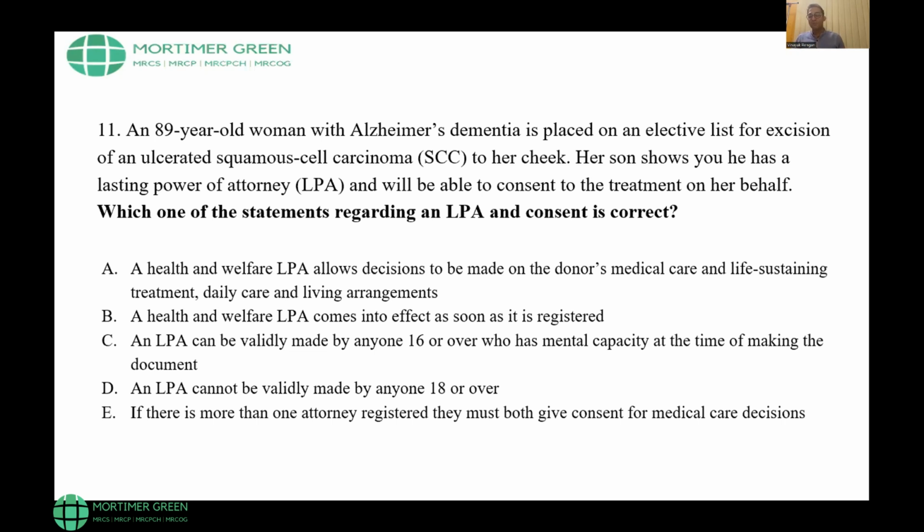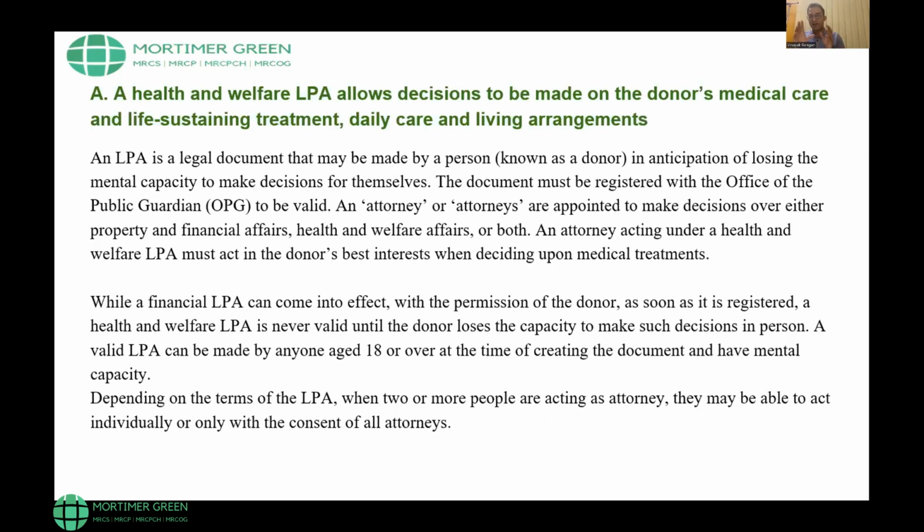Okay. Option E, if there is more than one attorney registered, they must both give consent for medical care decisions. Now, in certain situations, a parent might make a son or a daughter an attorney, but they both need not give consent, or they both can give consent. It depends on the terms of the LPA. The LPA might have different terms in each document, which say that either one or both should be allowed to make the decision. So it depends on the terms of the LPA. So option E is wrong. And this document, the LPA, should be registered with the Office of the Public Guardian to be valid. Any doubts in this?